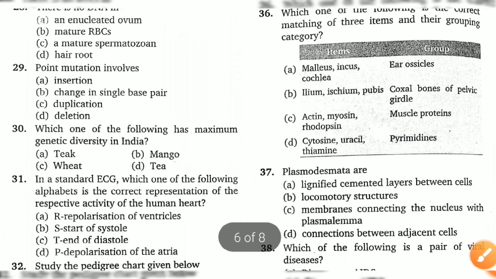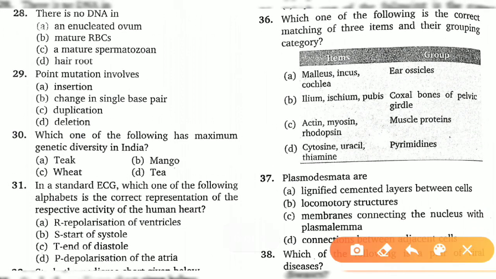Now, 36th question. Which one of the following is the correct matching of three items in their grouping category? Malleus, Incus, Cochlea belong to ear ossicles. Wrong. Ilium, ischium, pubis are coxal bones of pelvic girdle. Wrong. Actin, myosin, rhodopsin are muscle proteins. Wrong. Cytosine, uracil, thymine are pyrimidines. So the answer is D.